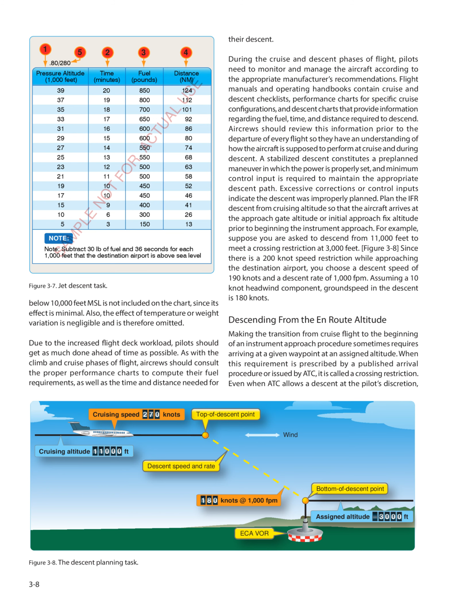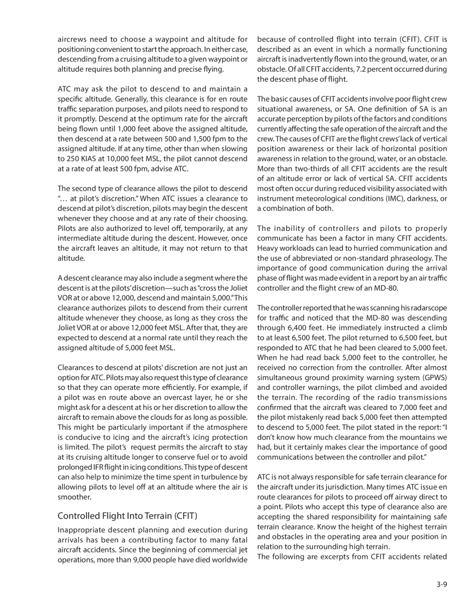Descending from the en route altitude, making the transition from cruise flight to the beginning of an instrument approach procedure sometimes requires arriving at a given waypoint at an assigned altitude. When this requirement is prescribed by a published arrival procedure or issued by ATC, it is called a crossing restriction. Even when ATC allows a descent at the pilot's discretion, aircrews need to choose a waypoint and altitude for positioning convenient to start the approach. In either case, descending from a cruising altitude to a given waypoint or altitude requires both planning and precise flying.